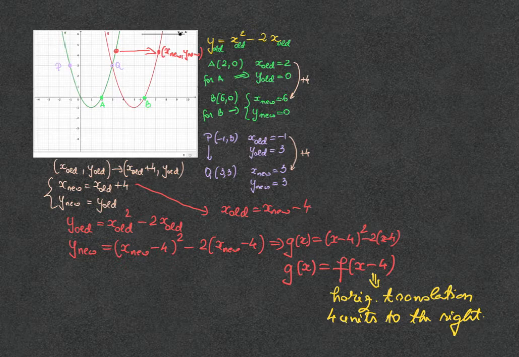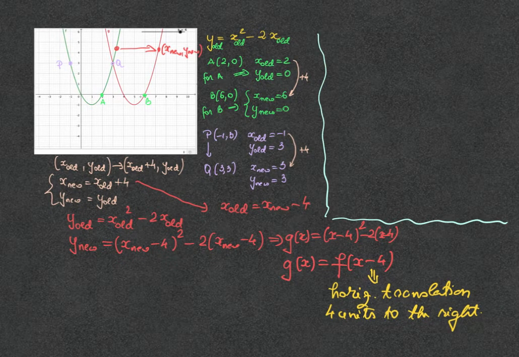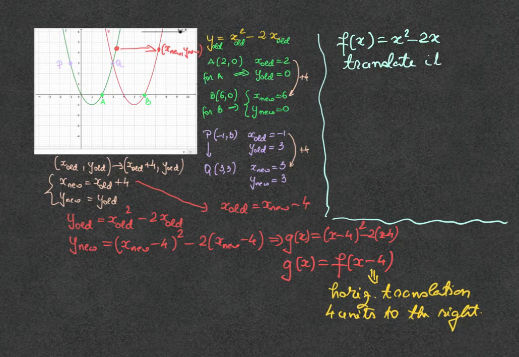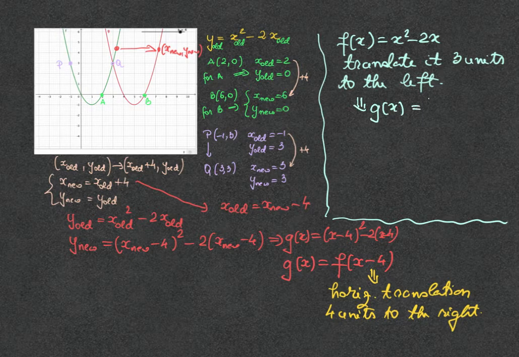Now your task is, try it yourself. Start with f of x equals x squared minus 2x and translate it 3 units to the left. Following the same thinking, get the equation of g of x, which is a graph after translating. So please pause the movie, draw the graph yourself, do the whole thinking, and then come back.